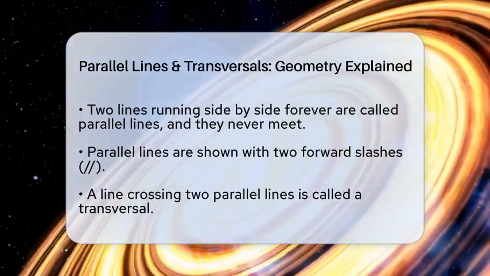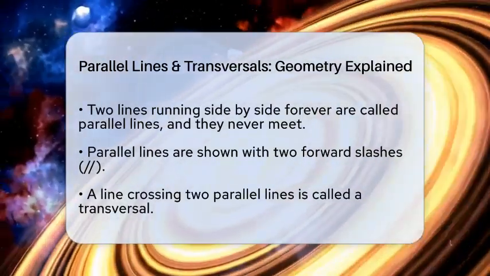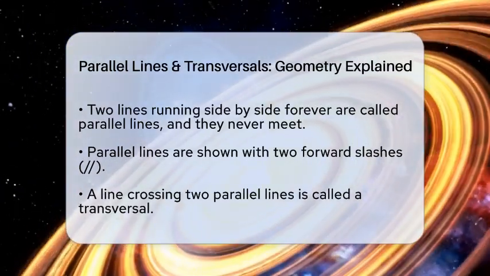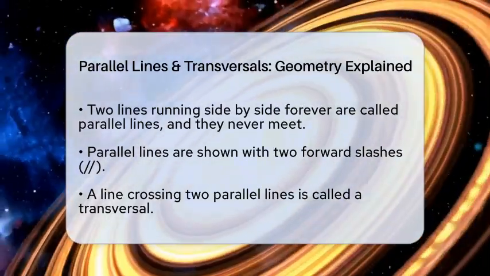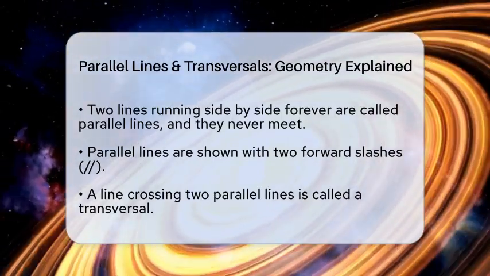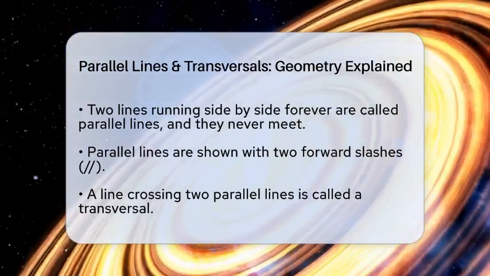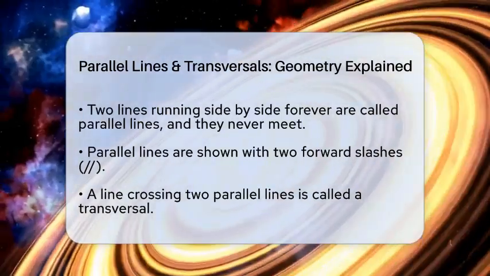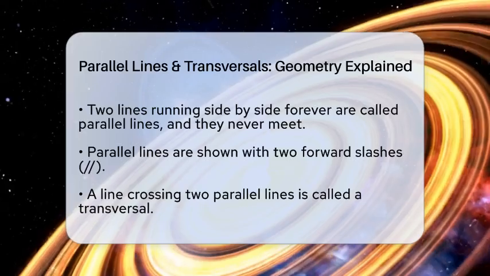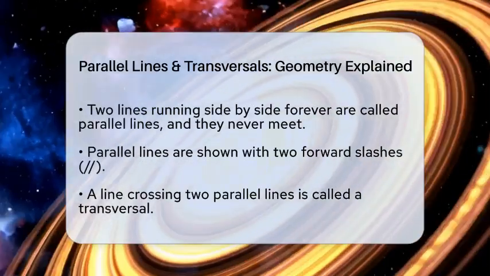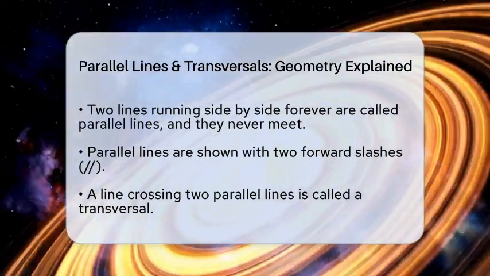A line that crosses these parallel lines at different points is called a transversal. When a transversal cuts across two parallel lines, it creates angles at the points where it intersects the lines. These angles have special relationships that help us understand the shape and size of the angles.